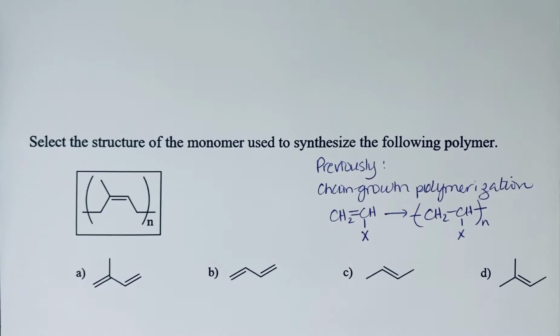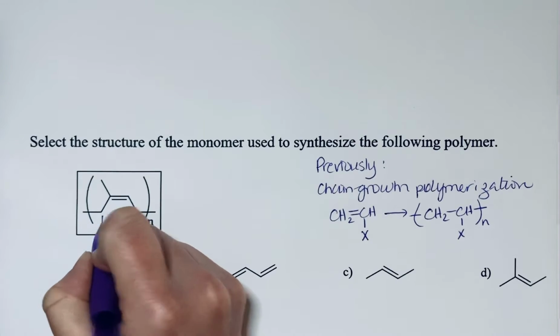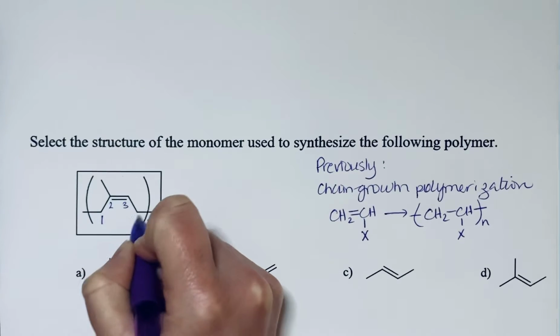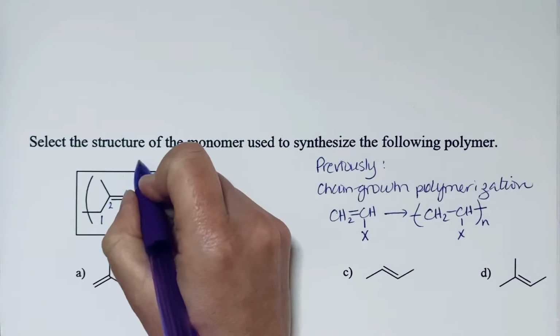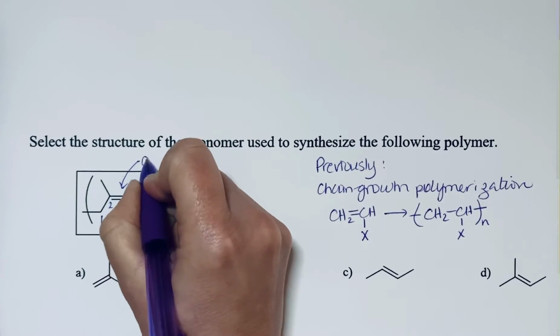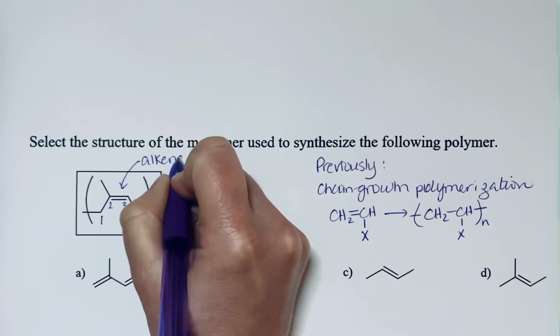Select the structure of the monomer used to synthesize the following polymer. So we can see in our monomer structure here, our repeat unit, our carbon backbone, is 4 carbon atoms. And another thing to notice is that in this repeat unit, we have an alkene present.